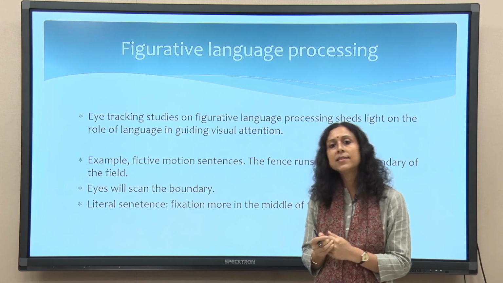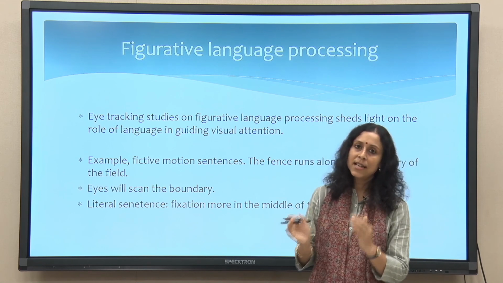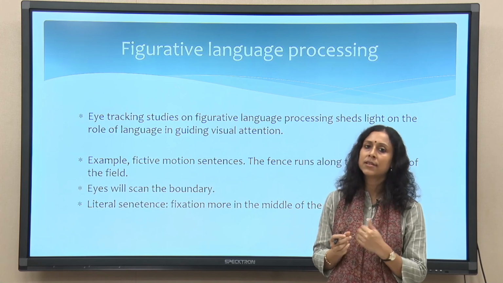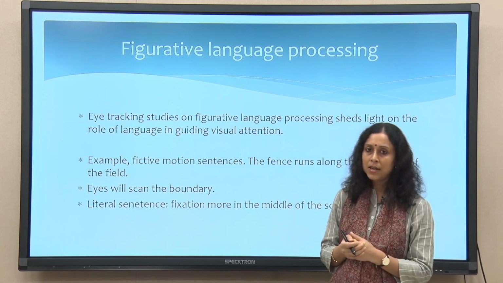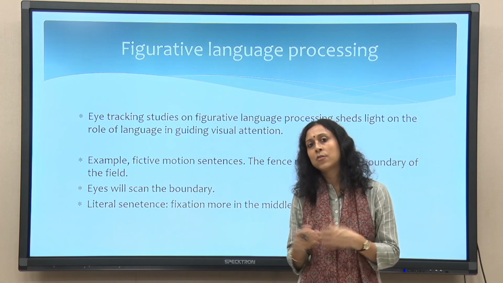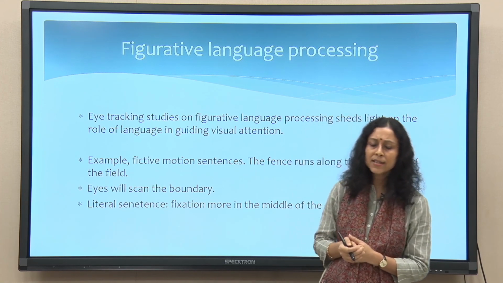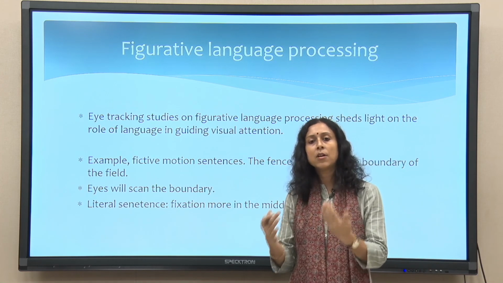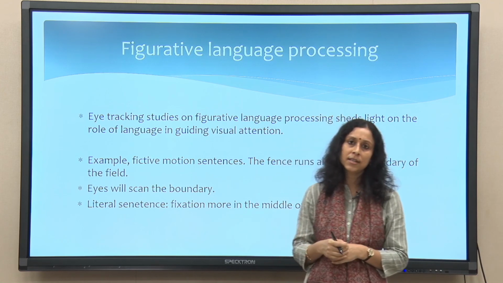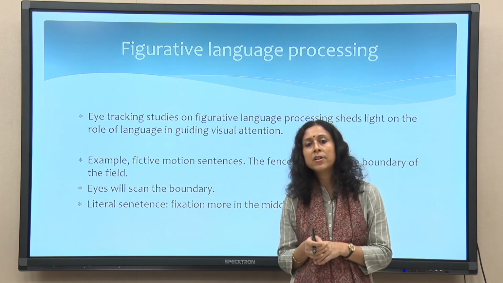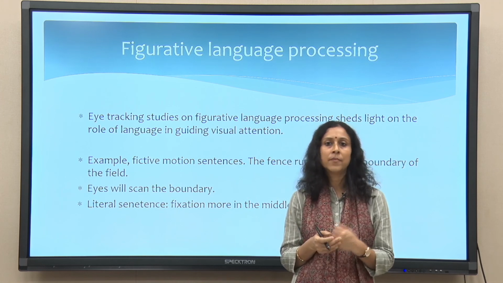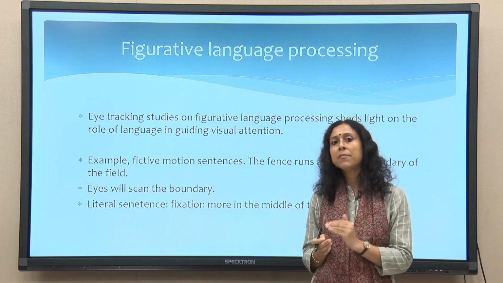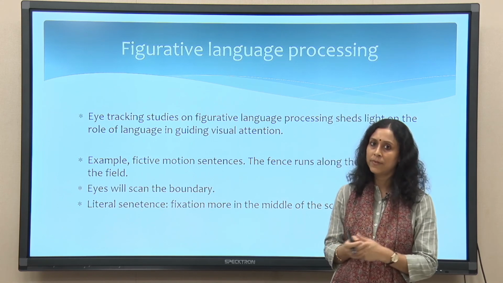Let us say there is a fence on a ground, and the scene will appear with two different sentences in two different conditions. In one case, they will listen to a sentence like, there is a fence here, or there is a road, or there is a river between the valleys. The same scene will also be shown with a fictive motion sentence, like the fence runs along the boundary of the garden, or the river goes from one valley to another. So, the scene remains the same, but there are two accompanying sentences in two different conditions.